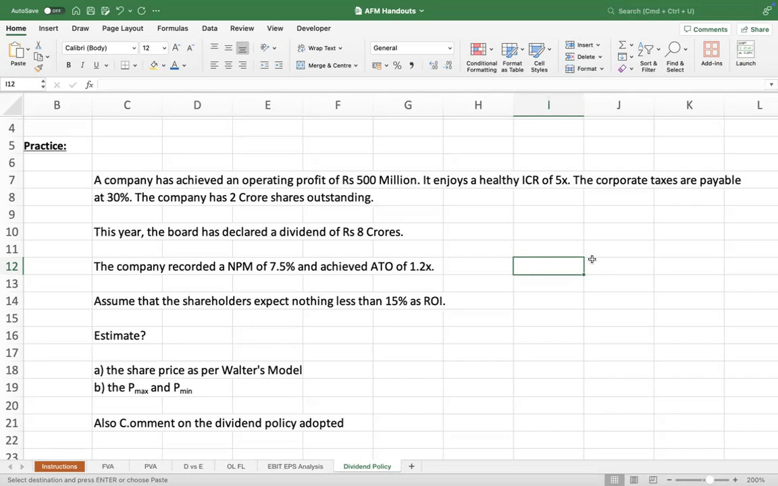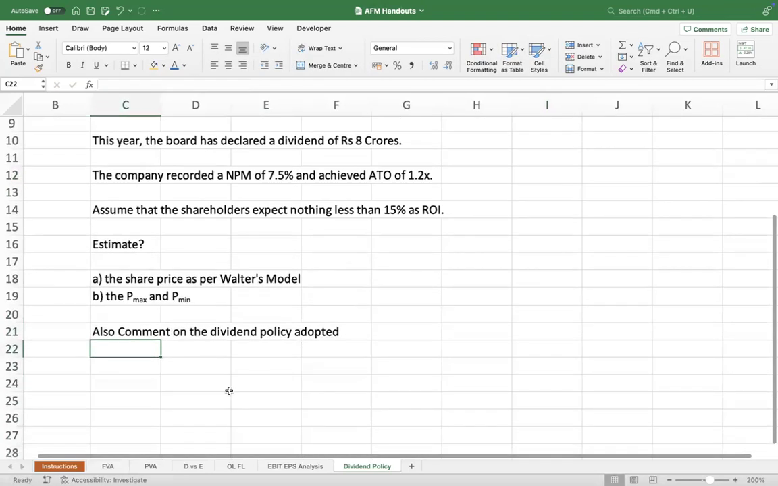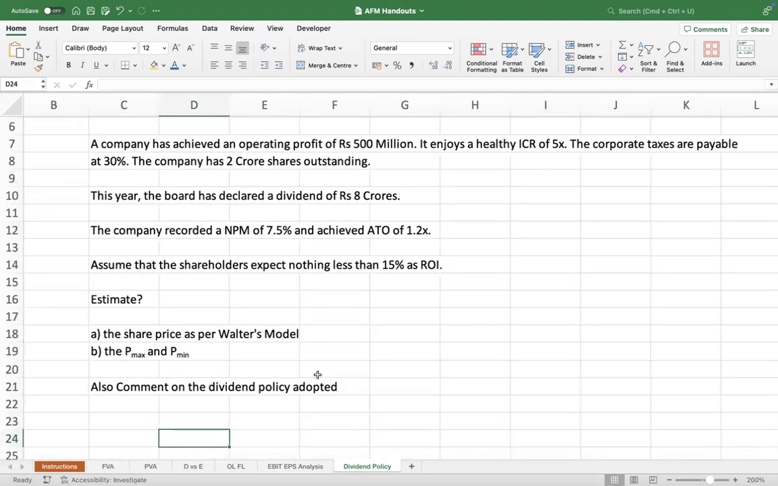Assuming that the shareholders expect nothing less than 15% as ROI, we are required to estimate the share price as per the Walters model and also PMAX and PMIN and comment on the dividend policy that has been adopted. So what we are supposed to do here is first make sense of the data that is given to us. The best way to approach these kinds of problems is to go with the flow of the problem.